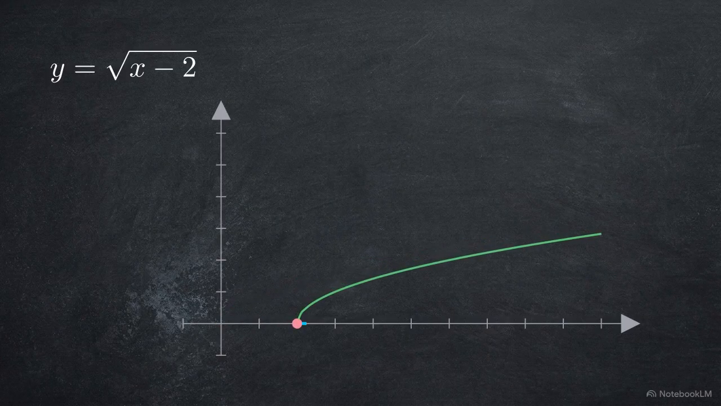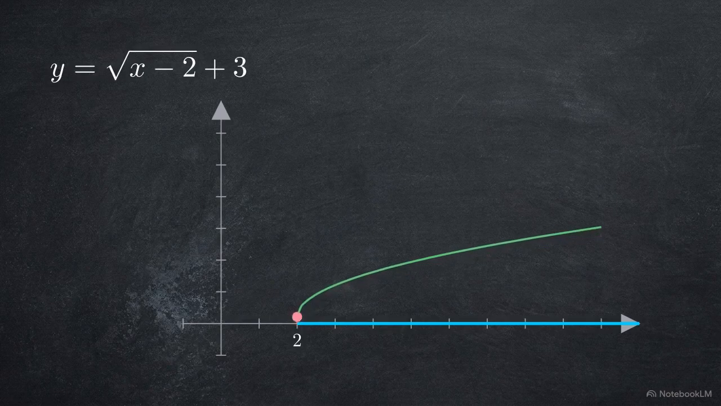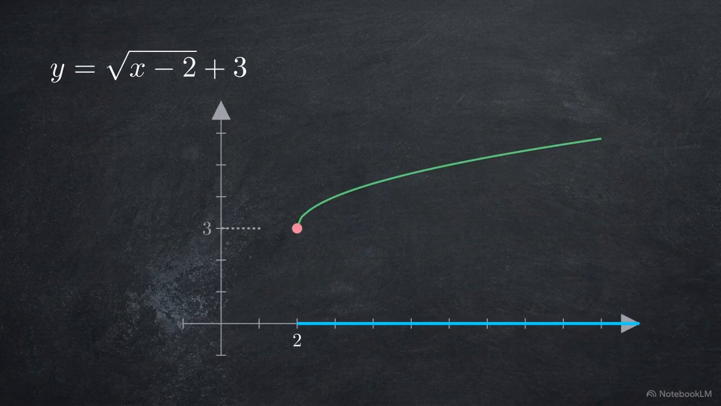Next, we add an outside vertical shift, setting d to positive 3. Adding 3 to the end of the equation instantly elevates the structural floor of the function's range. Tracking a single constrained origin point through these translations reveals the new domain boundary of 2 to infinity and a range boundary of 3 to infinity.